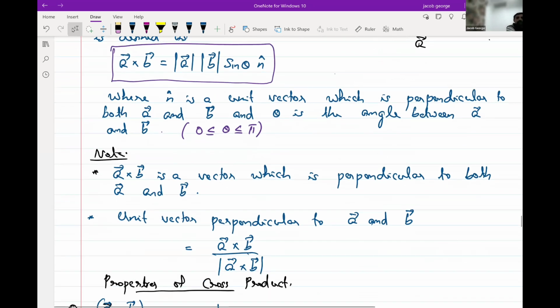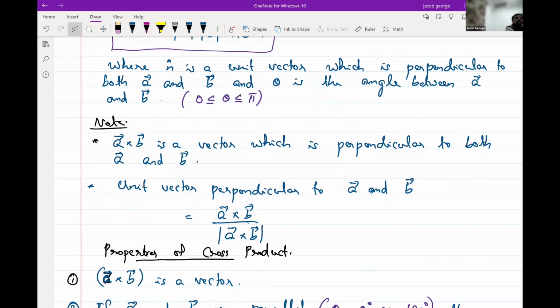A cross B is a vector which is perpendicular to both vector A and vector B. And the unit vector perpendicular to both vector A and vector B, we find A cross B by its magnitude. Clear? If it is unit vector, we have to divide by that magnitude. It is very important. Vector which is perpendicular to is cross product, and unit vector which is perpendicular to is cross product by its magnitude. And how do you find cross product? As a determinant, we can find out the cross product.